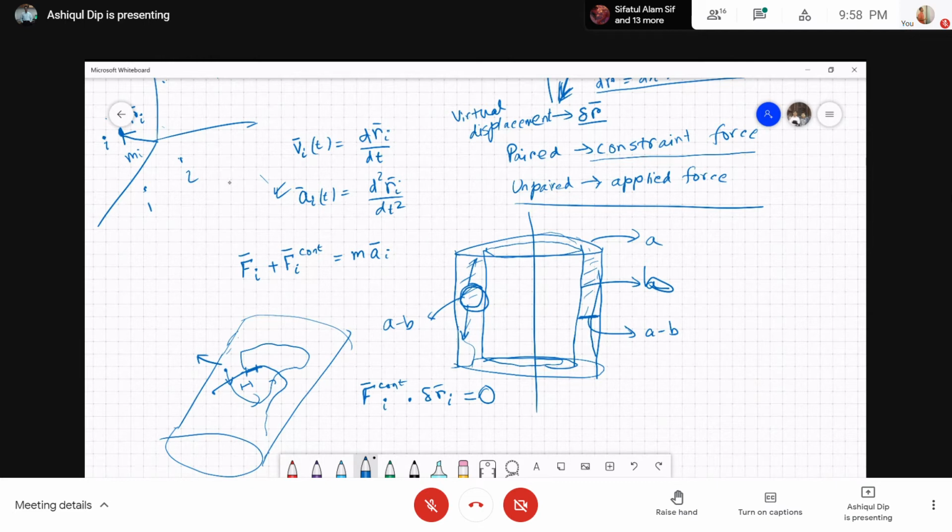Because to make the particle move on this surface, the force that is making the particle move on this surface has to be applied in such a way that it is perpendicular to this surface, otherwise it won't work. If some component of that force is tangent to this surface, the particle will follow that way. So the constraint force that is holding that particle has to be perpendicular to the constraint surface. That's why we have this relation. Do you guys agree?